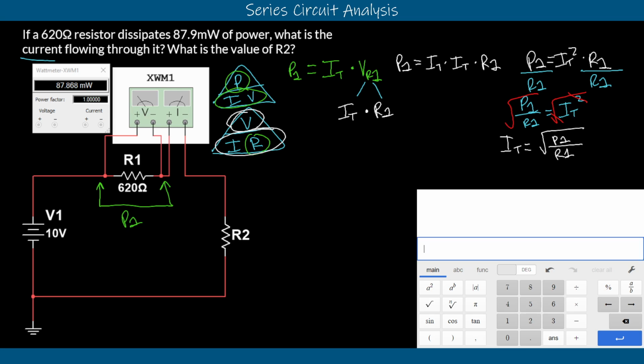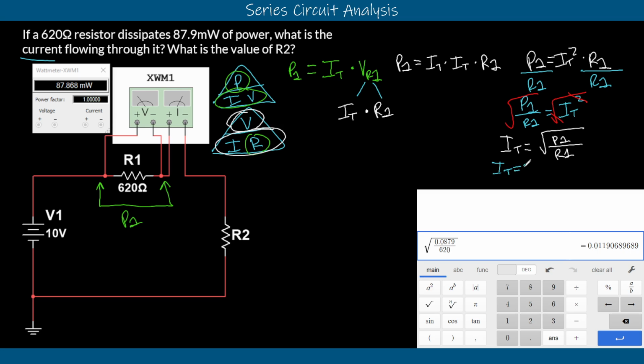So let's start there. Say that we have the square root of the power that they gave us, which is in milliwatts. We got to watch out for that. It's 0.0879. That gives it out of the milliwatt range. We'll divide that by R1 value, which is 620. That gives us a really small current. That's what we wanted.